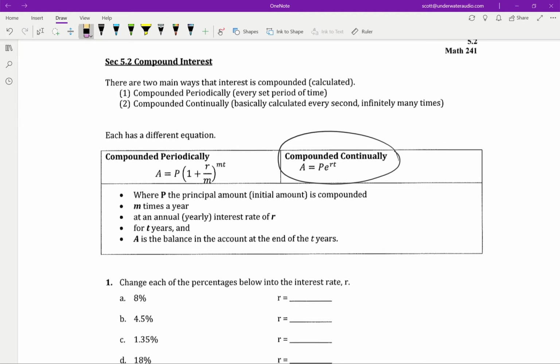So in both of these equations that are here, the letter P stands for the principal amount. The letter M stands for the number of times a year. The letter R is your interest rate. T is the years that you're going to save or the years that you're going to pay it off. And A is the balance in the account, so how much you have at that time.